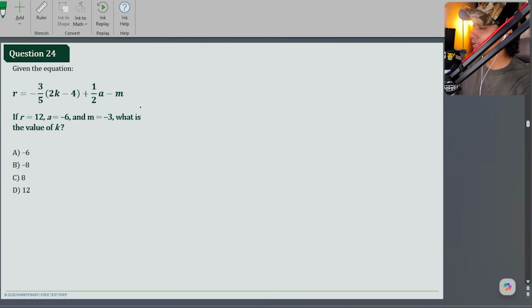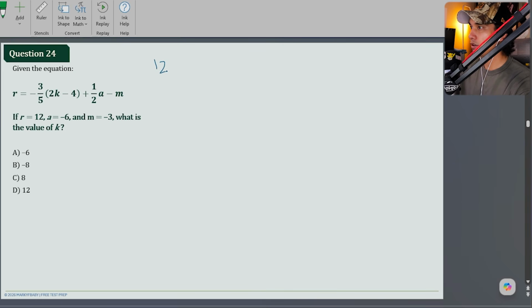All right, here we go. We got an increased difficulty one now. So R is equal to all this and all this. We're just going to plug in our numbers here and solve for K. Okay, we need to isolate for K. What is the value of K? Okay, so let's go ahead and do it. Let's just plug in the numbers.